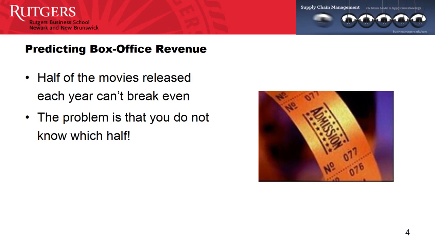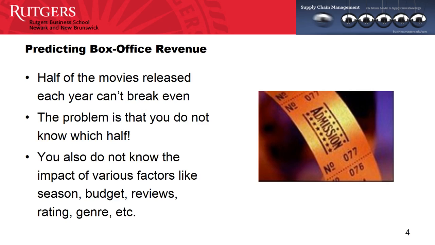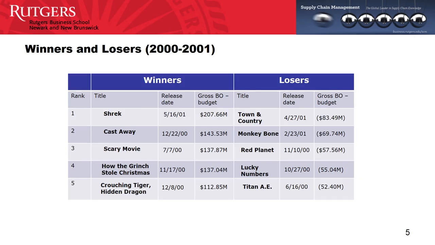As a producer, you may also want to know what kind of movie will sell, when to release, and how much money to invest so as to maximize the profit from the movie. So here are the top winners and losers during years 2000 and 2001. We measured profit by gross box office revenue less production budget. For example, Shrek was the biggest winner and made more than $200 million, while Town and Country was the biggest loser and lost $83 million.